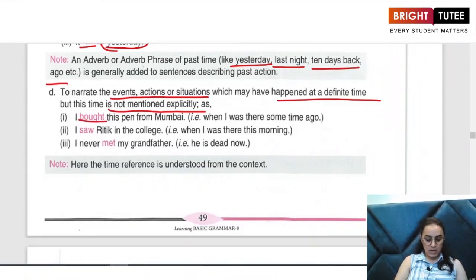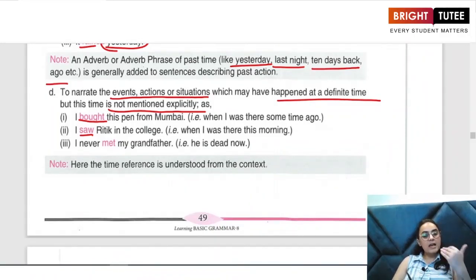So the past tense. I saw Ritik in the college. Now when you are saying that I saw him in the college, I saw him in the market, that means it has to be this morning or this evening or this afternoon. That is when you say it, right? So again, the time reference is not clearly mentioned. I have never met my grandfather. If I say this, that means that your grandfather was not alive when you were born. So again, although the time reference is not clearly stated, it is understood in the context of the sentence.